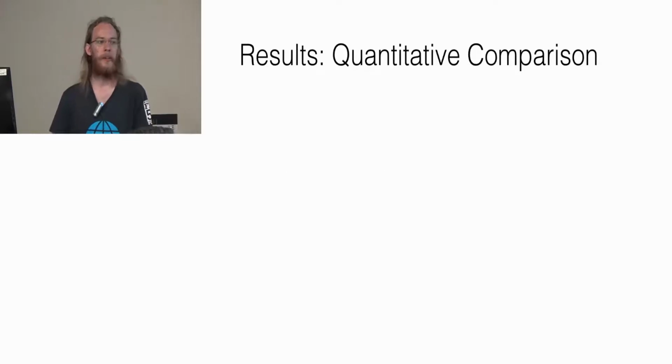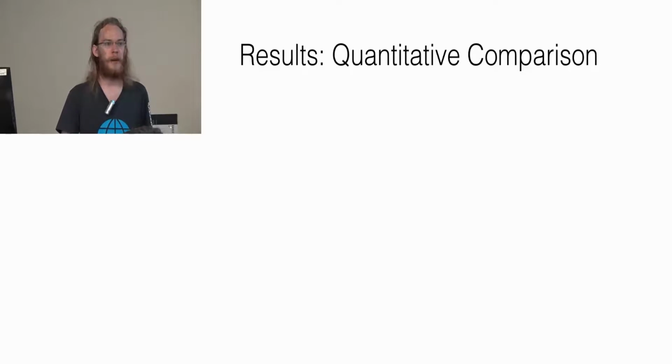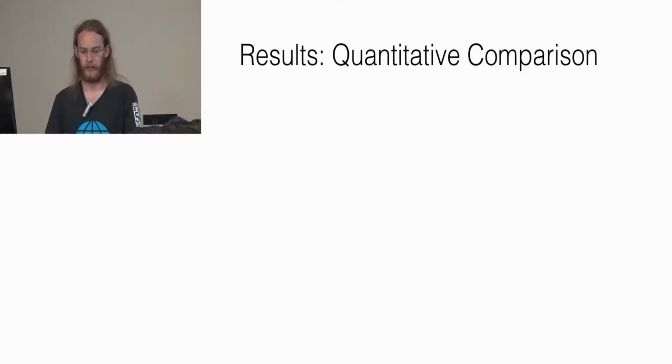Now we're going to talk about the experiments and results that the authors obtained. The authors performed two types of experiments, quantitative and human perceptual study. The quantitative comparisons worked like this.